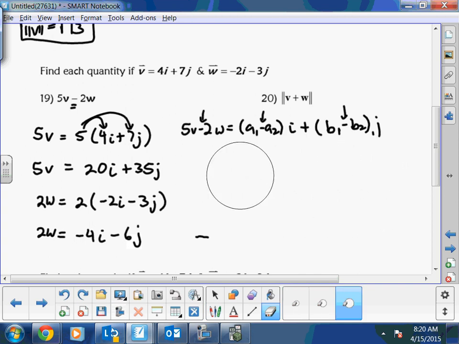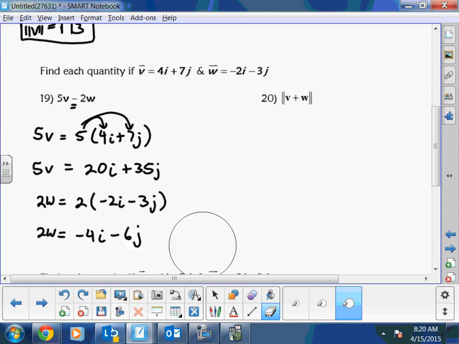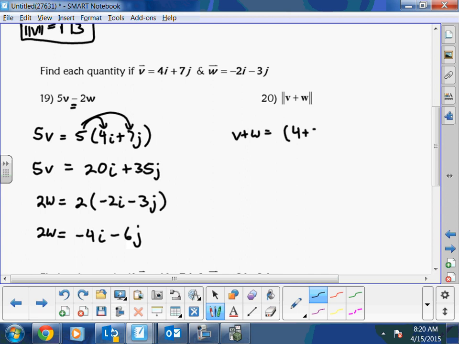This one wants us to find the magnitude of two added vectors. So the first thing, you add them and then find the magnitude. In this case, I'm going to add V and W. V plus W is going to be 4 plus negative 2 i plus 7 plus negative 3 j. So that means I'm going to have 2i plus 4j.